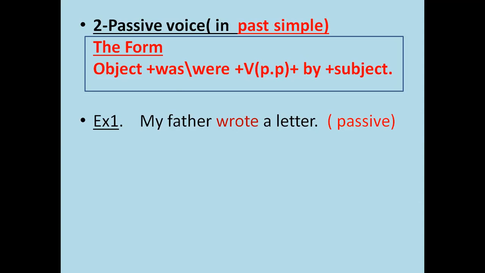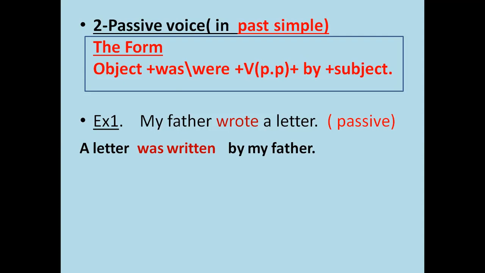To change this sentence into passive, we start with the object, a letter. Then we put verb to be in past simple, was, and we put the past participle of the main verb write, is written. At the end, we put by plus the subject, my father. So the answer will be a letter was written by my father.